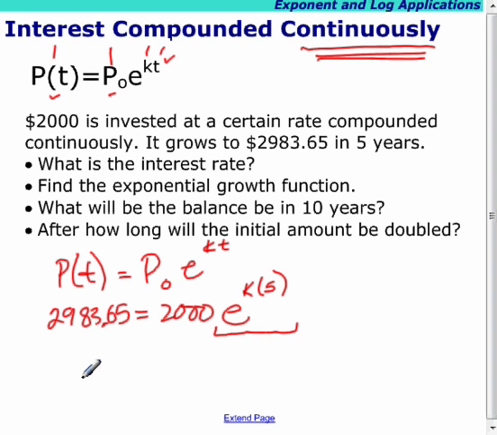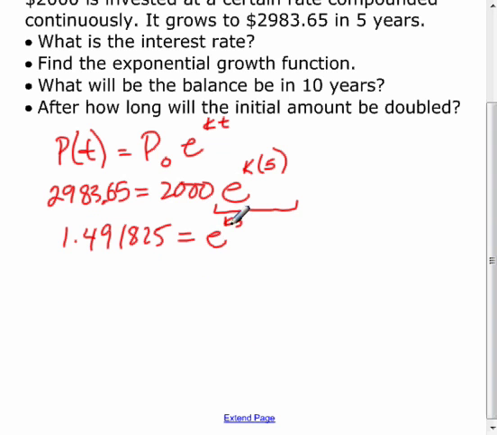So we'll divide both sides by 2,000. I'll do that on my calculator. And I get 1.491825 is equal to e to the k times 5. Okay, in the exponent I have a variable. 2 ways I can do this. I can change from exponential to logarithmic form, or I can use the property of logarithmic equalities. Just to change things up, I'm going to change this to log form.